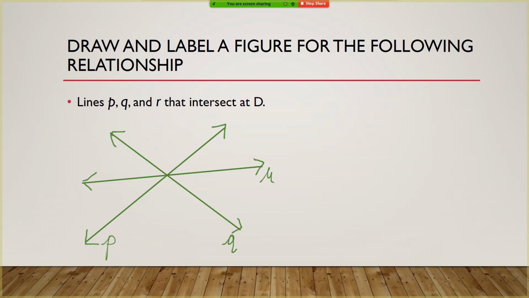And the last thing I need to do is label the intersection. They were supposed to intersect at point D, so I'm going to label this center right here, point D. So make sure on your test this is worth 3 points. You get 1 point for drawing the correct figure, 1 point for labeling the lines, and 1 point for the point in the middle.